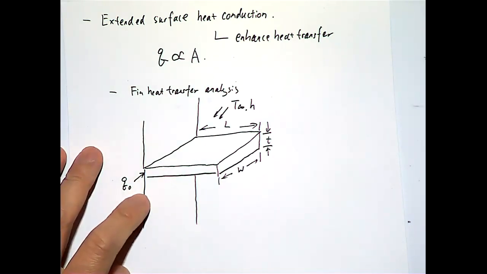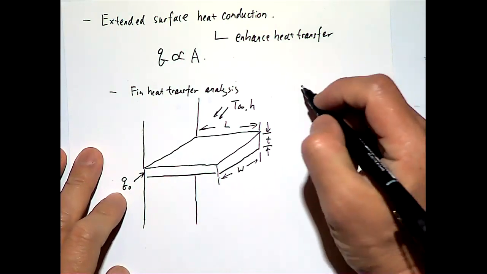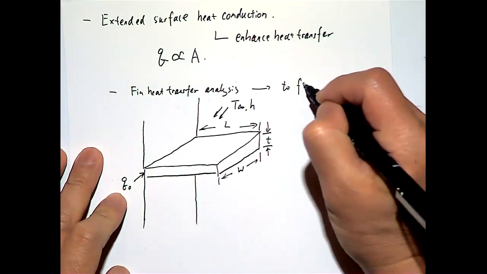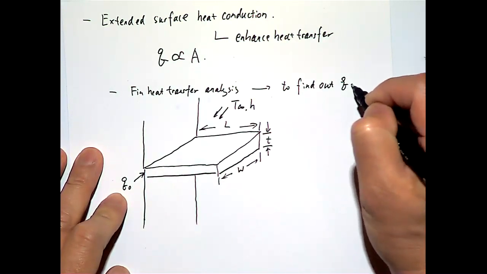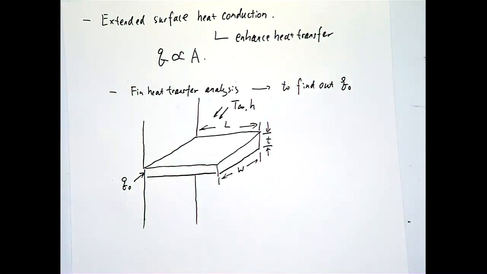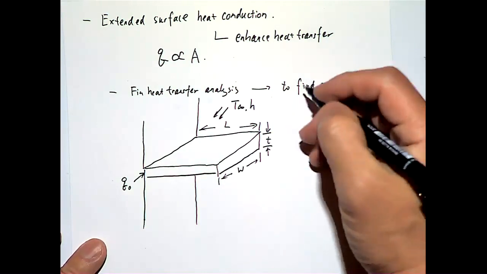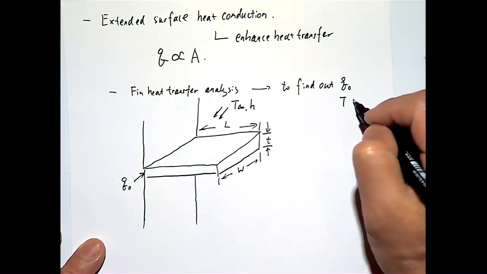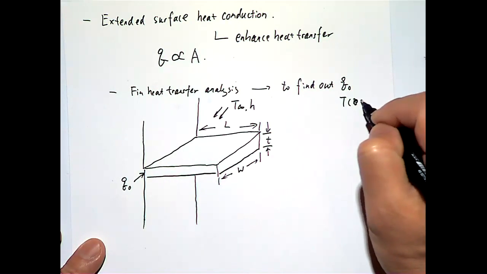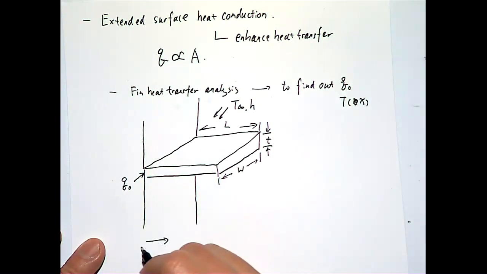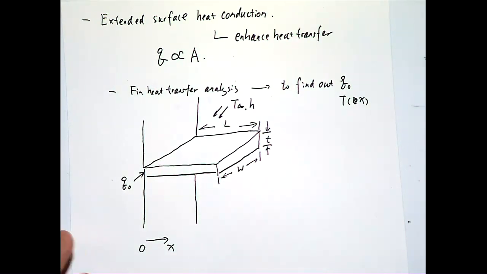So the purpose of the analysis is to find out Q0. With a given fin, what is the heat it can dissipate, right? That's one thing. And also we want to find out the temperature distribution, or T(x). So if we call the base x equals 0, and then the length is x, we want to find out what the temperature distribution is along the fin length. Right. So this is the setting of the problem.